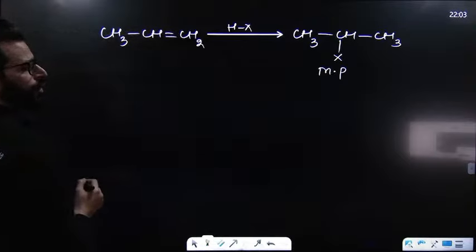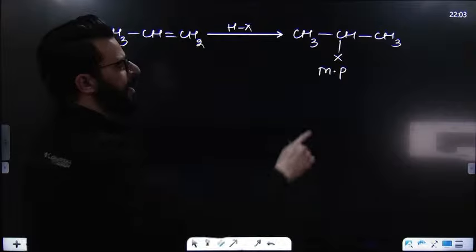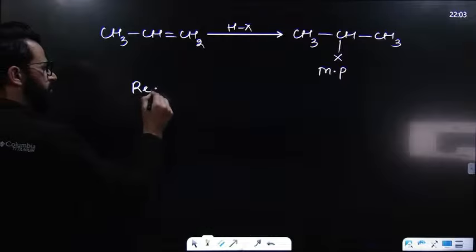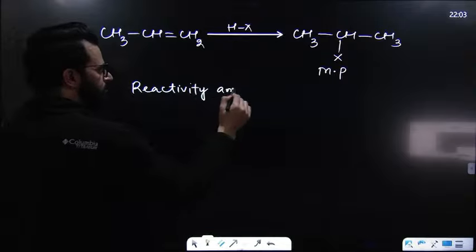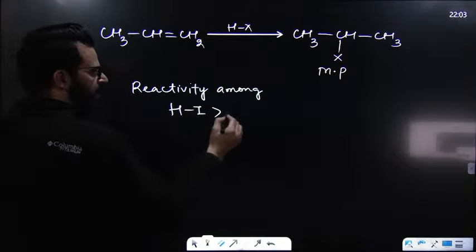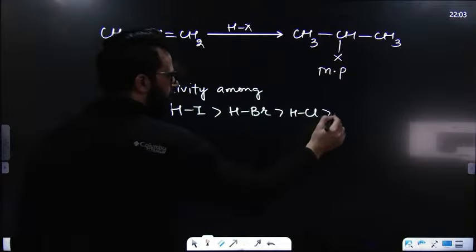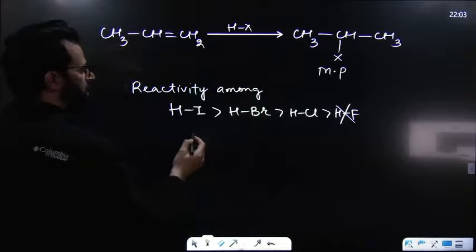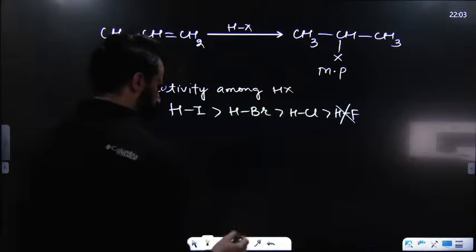And the product will be according to Markovnikov's rule. Hence this product is known as Markovnikov's product. But remember, reactivity among HX will be HI greater than HBr greater than HCl greater than HF, or we can say HF is the least reactive, so hence we will not react alkene with HF. So reactivity among HX will be this.